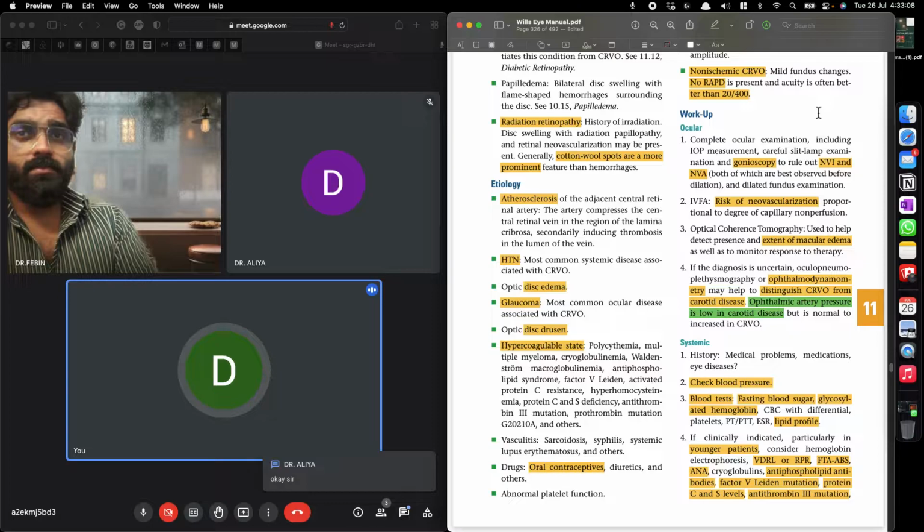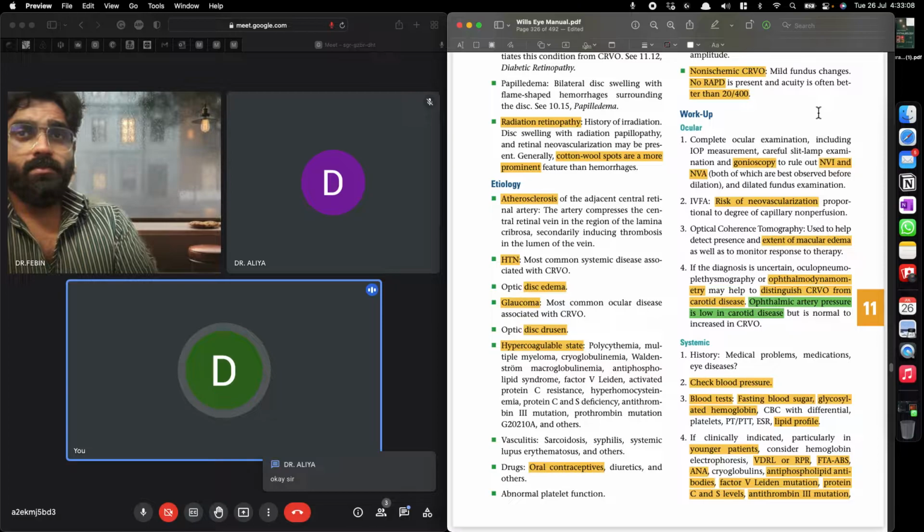CVOS and BVOS. So BVOS tells you that PRP is an effective tool for new vessels when they are seen in a BRVO. Whereas you also saw that CVOS told you that prophylactic PRP is useless. Don't do prophylactic PRP in CRVO before you see signs of NV.